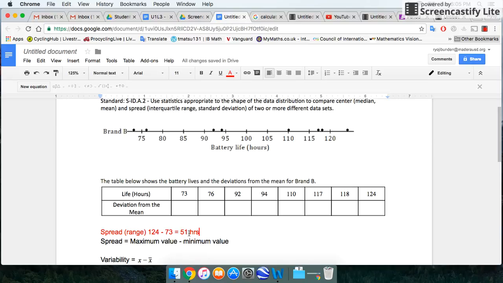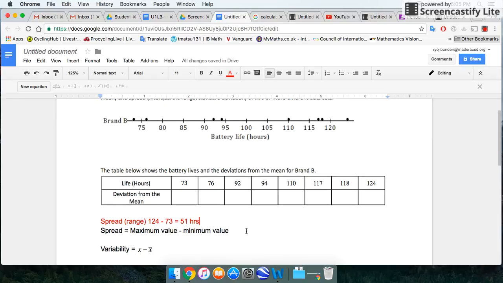So what this means is that there's a range from our lowest battery life to our highest battery life of 51 hours. So that means that potentially, if you were to buy batteries from this company and pull out 2 different batteries, you have the chance of those 2 batteries lasting a difference of 51 hours. That's a huge amount. Okay, so that's dealing with the spread.